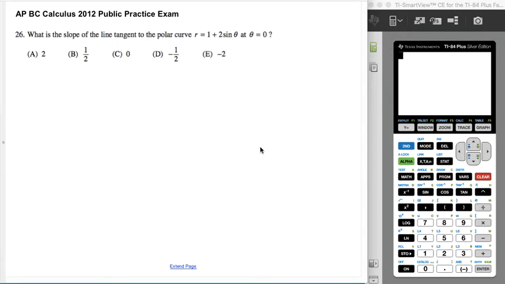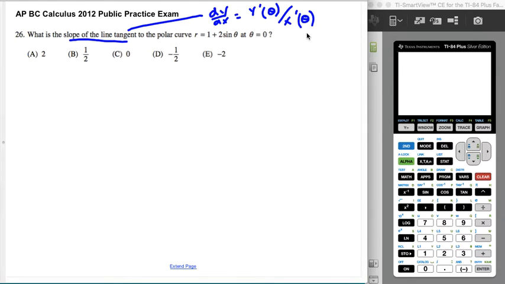All right, we are asked for the slope of a line tangent to a polar curve at theta is 0. So remember that the slope of a tangent line is always dy/dx, which in this case is going to be y prime of theta over x prime of theta. So we need to find y prime and x prime.